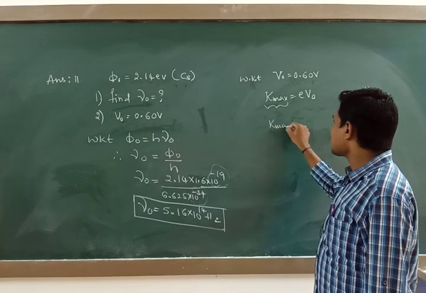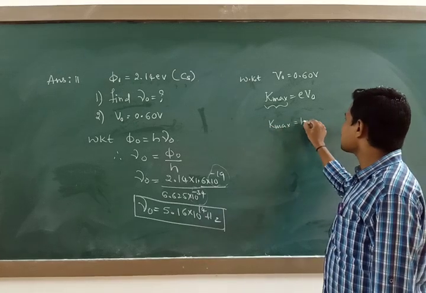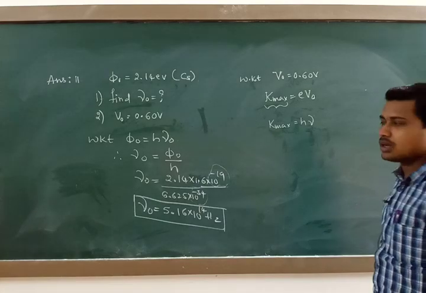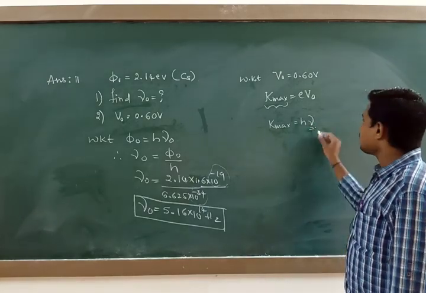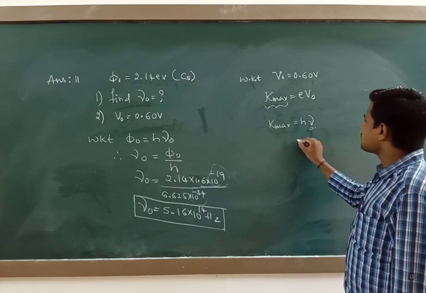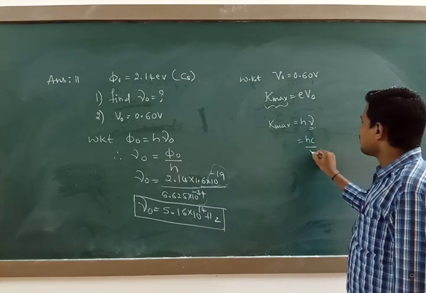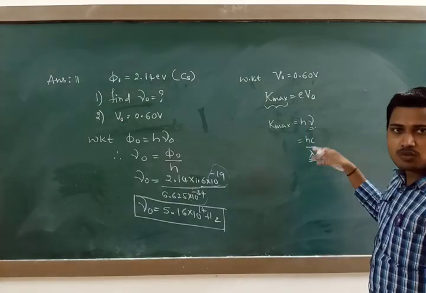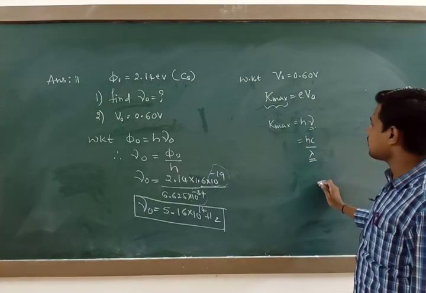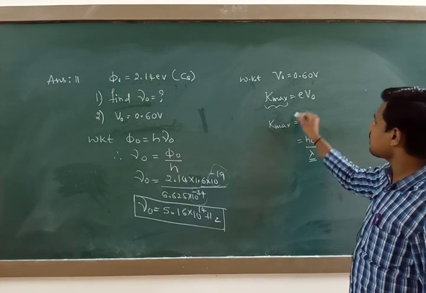So what I can write this K max as, we know another relation. K max is nothing but h nu. Yes or no? Kinetic energy also depends upon frequency. So here h nu I can write as hc by lambda. So lambda is nothing but the value I am supposed to calculate here, because I know the kinetic maximum value.